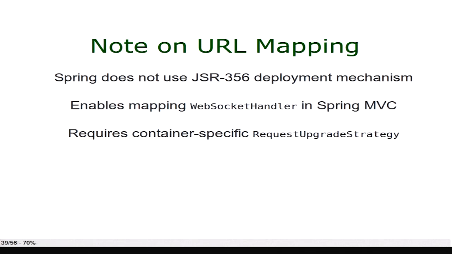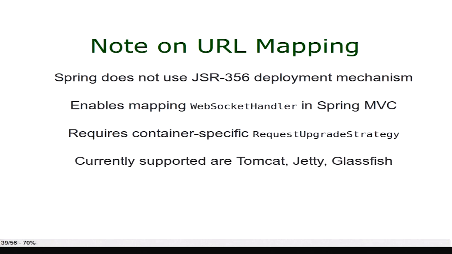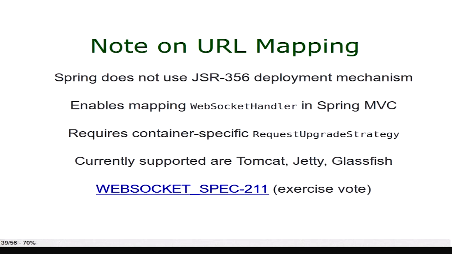And it does mean that we need container-specific request upgrade strategies, so we need specific implementations of those classes. At the moment, we support Tomcat, Jetty, and Glassfish because those are the ones that actually have WebSocket support available. And there is a ticket in the WebSocket specification. I think there is a maintenance spec release towards the end of this year, so I'm hopeful that some changes will be coming from there as well.